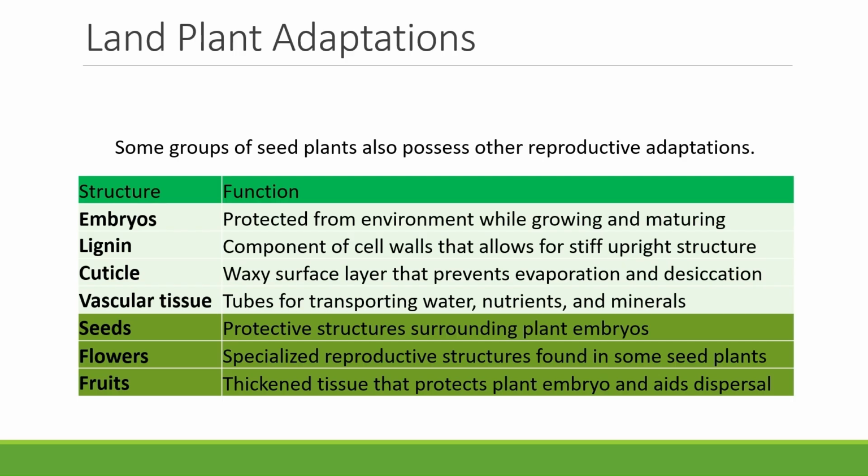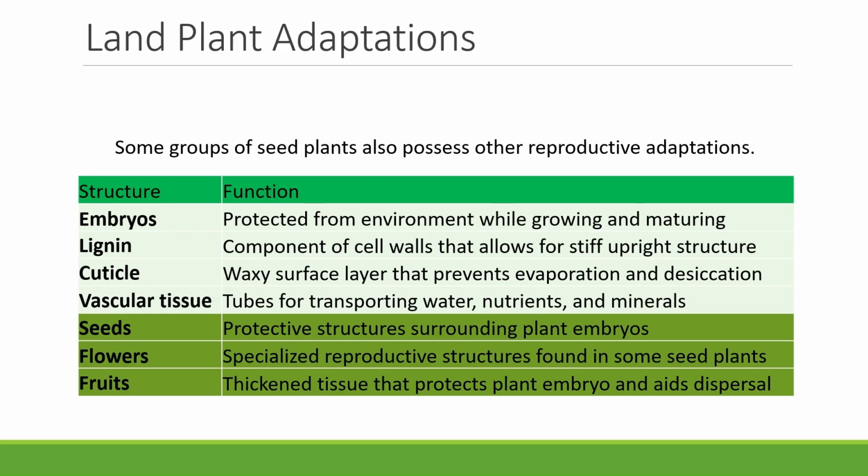Flowers are specialized reproductive structures that bring male and female gametophytes together in one place and facilitate precise pollination. Fruits are thickened tissues that protect the plant embryo and aid dispersal, usually by attracting animals or using wind and water. Together, these innovations explain why seed plants dominate our terrestrial landscapes today. And so they're going to be a major focus of this presentation.